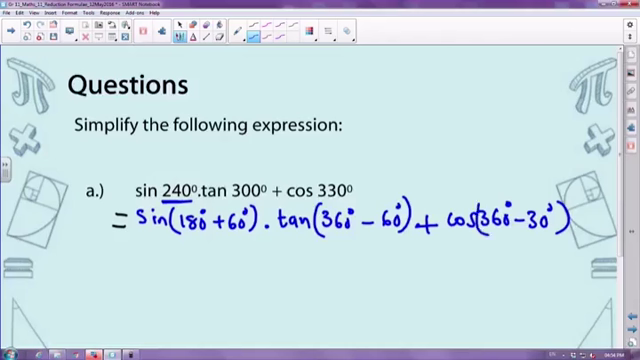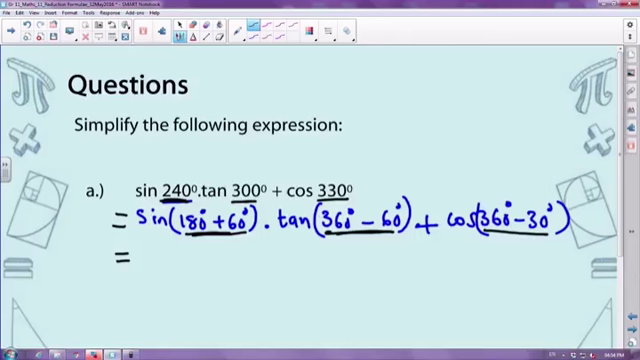Guys, you have to be extra careful here. The 180 plus, it has to take you back there. What is 180 degrees plus? That is 240. The 360 minus 60, it's 300. The 360 minus 30, that's 330.